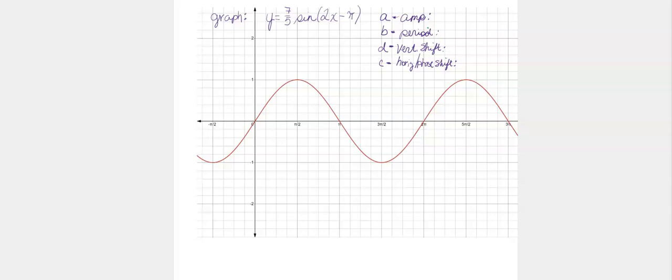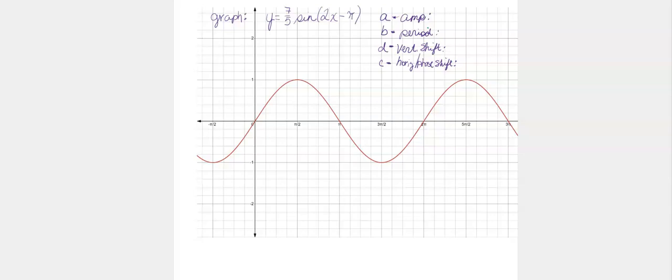So I have the basic sine function graphed up here in red, which again, my period is 2 pi, which you can see on the graph. My amplitude is 1. This is just the basic sine graph that we had been looking at in the last video. But right now, we are going to graph some translations on it in purple. So we're going to graph the function y equals 7/5 sine of 2x minus pi. And we're going to apply the translations we learned from the last video to it.